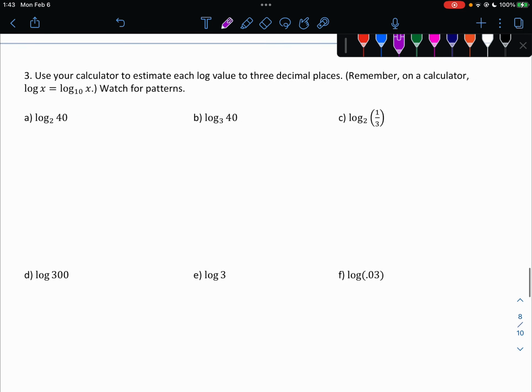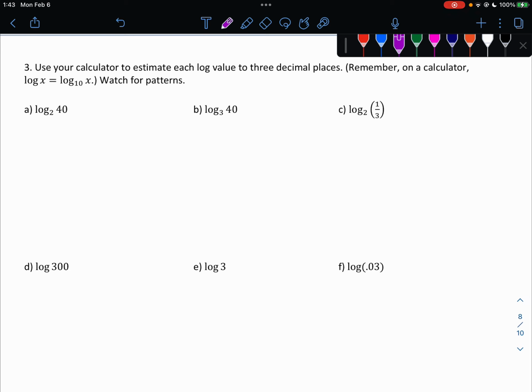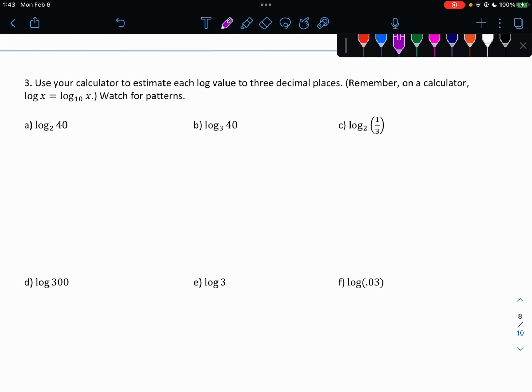All right, now it says use your calculator to evaluate these. So we're literally just going to be typing in a couple different things here to estimate these. When you do this, we can just think of 2 to what power would give me 40. So you can say, 2 to the 4th, 2 to the 5th, 2 to the 6th. Just get your best estimates here. Again, it should be 5 point something. And you can just kind of play around with your calculator until you really have a good handle on it, okay?